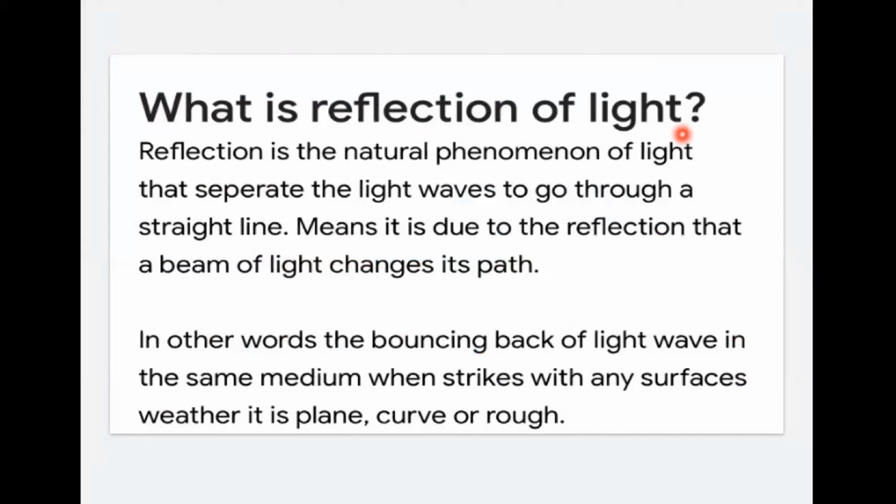So what is reflection of light? Reflection is a natural phenomenon of light that makes the light wave change from going in a straight line. It means that it is due to reflection that a beam of light changes its path. In other words, it is the bouncing back of a light wave in the same medium when it strikes any surface, whether it is plane, curved, or rough. Reflection occurs on any surface, even if the surface is rough, plane, or curved.